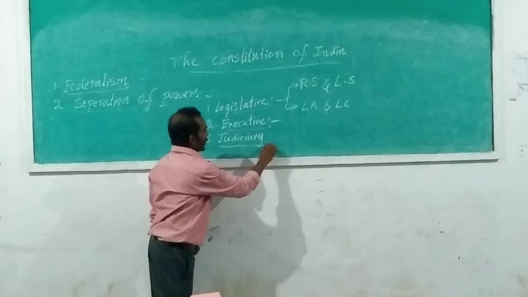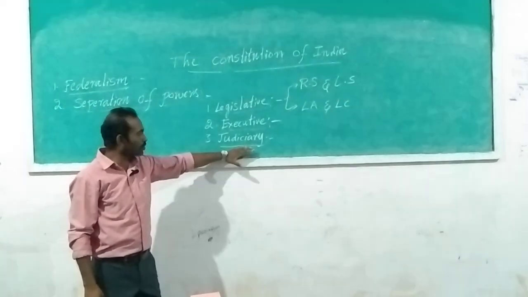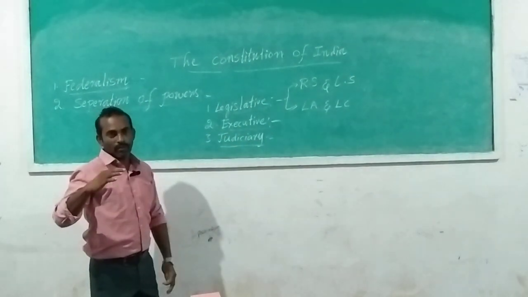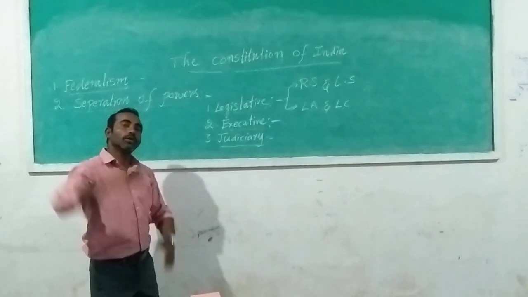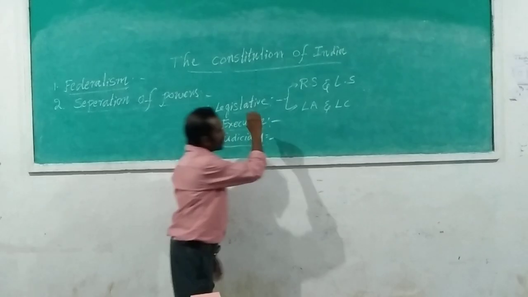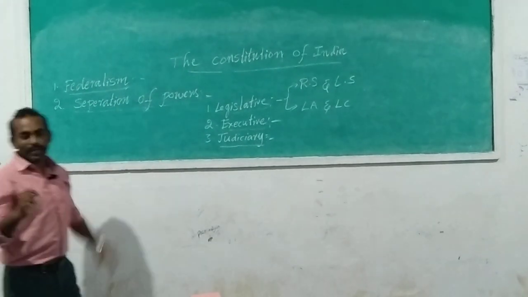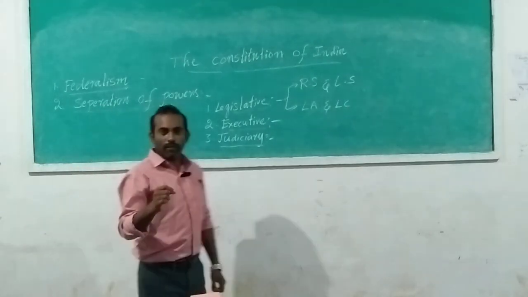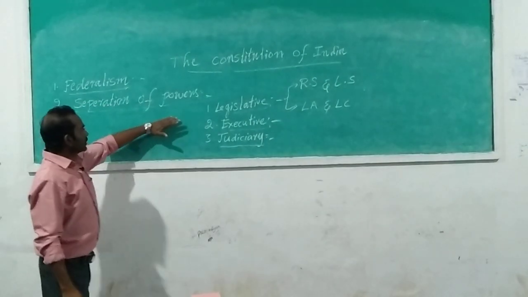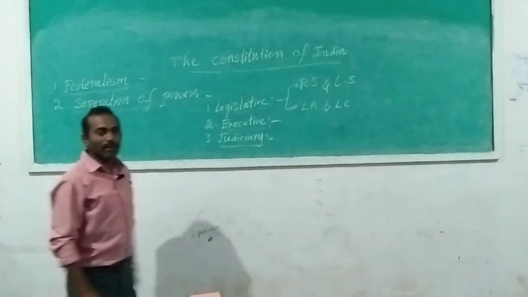Next, judiciary, the system of courts. The system of courts in our country from top to bottom, from the municipal court to the Supreme Court, is known as the judiciary. Actually, the theory of the law of separation of powers was proposed by the French political philosopher Montesquieu.